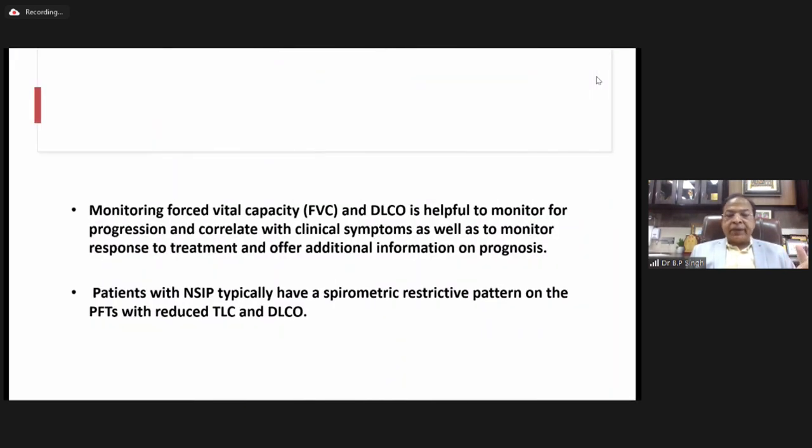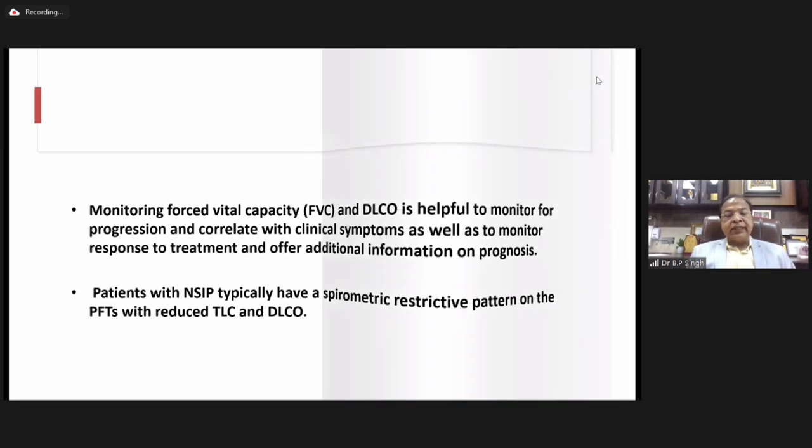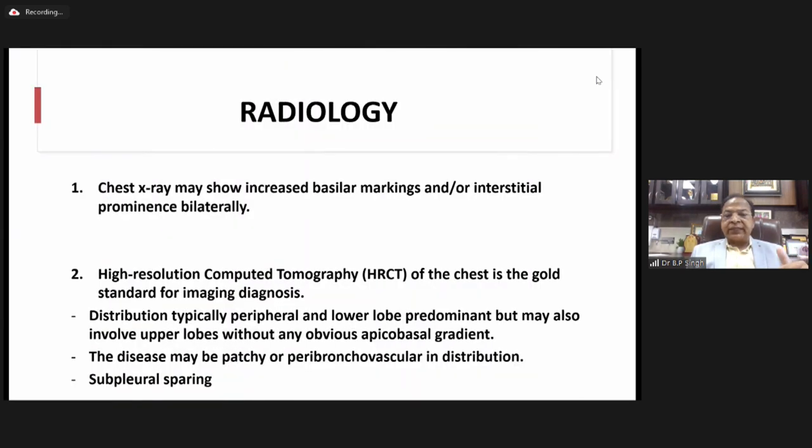Monitoring forced vital capacity and DLCO is helpful to monitor for progression and correlate with the clinical symptoms, as well as to monitor response to treatment and offer additional information on prognosis. Patients with NSIP typically have a spirometric restrictive pattern on the PFTs with reduced TLC and DLCO. Chest X-ray may show increased basilar markings and or interstitial prominence bilaterally, and it may also be normal.